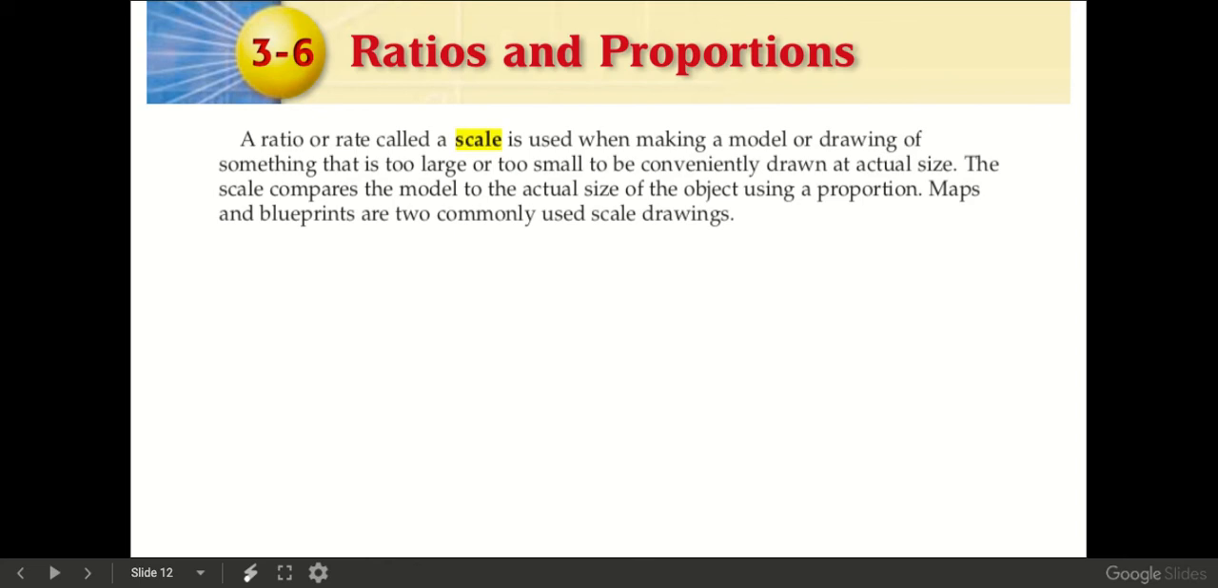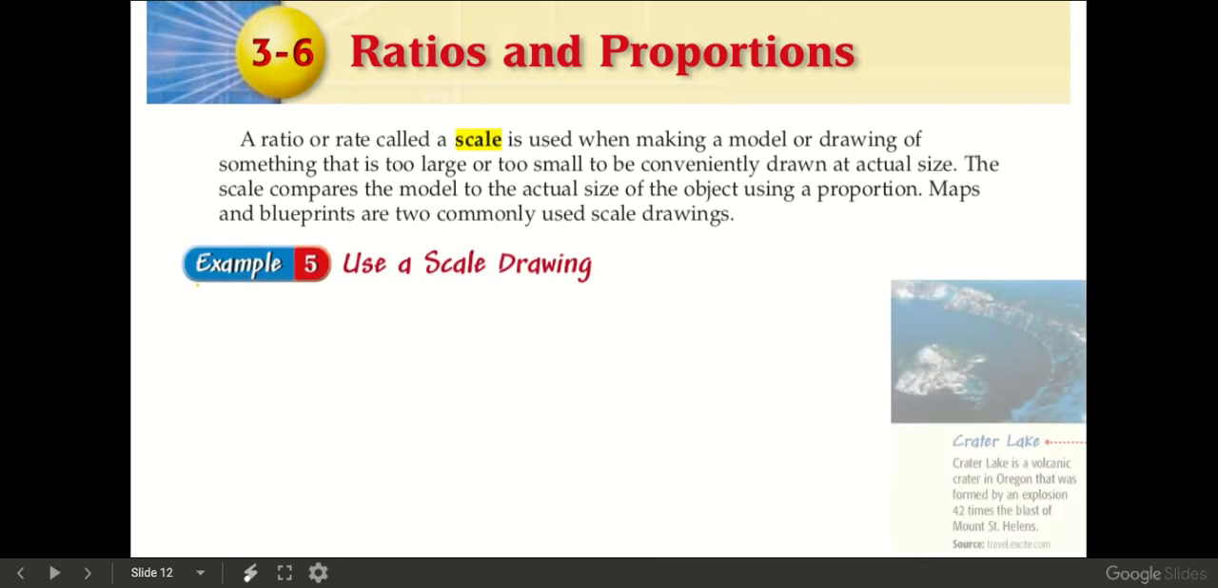A ratio or rate called a scale is used when making a model of a drawing of something that is too large or too small to be conveniently drawn at actual size. So a lot of times you'll see this in maps or blueprints. Those are common things where we use scale drawings. So let's look at this.